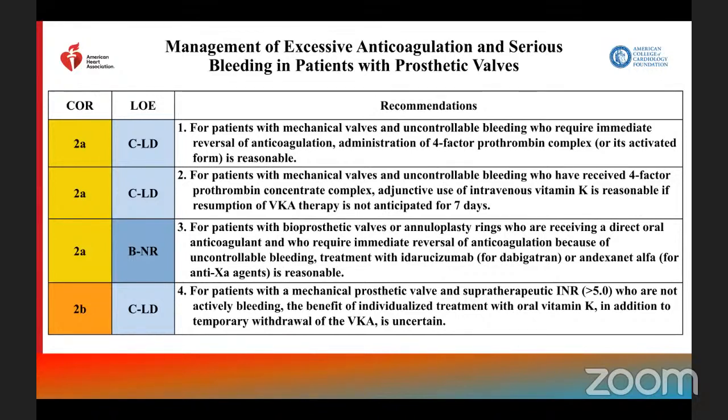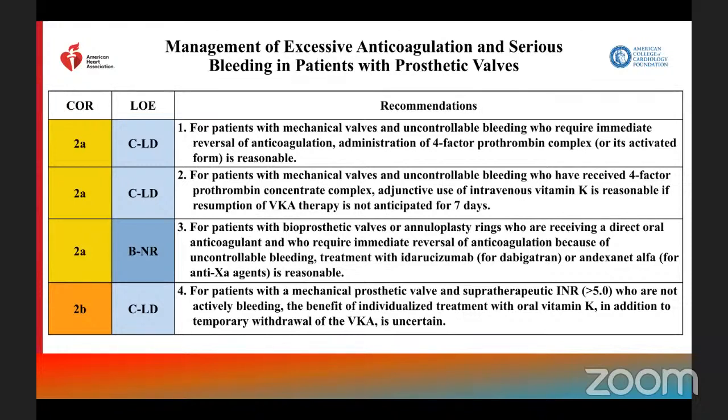For management of excessive anticoagulation and serious bleeding in patients with prosthetic valves, for patients with a mechanical valve and uncontrollable bleeding who require immediate reversal of anticoagulation, administration of 4-factor prothrombin complex or the activated form is reasonable as a class 2A. And for patients with a mechanical valve and uncontrollable bleeding who have already received the 4-factor prothrombin complex concentrate, adjunctive use of intravenous vitamin K is reasonable if the resumption of vitamin K antagonist therapy is not anticipated for 7 days, as a class 2A.